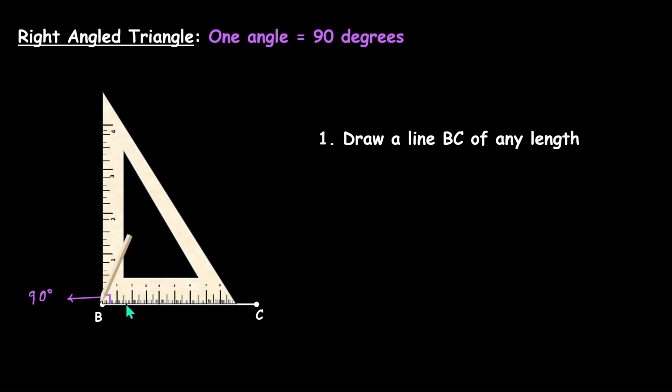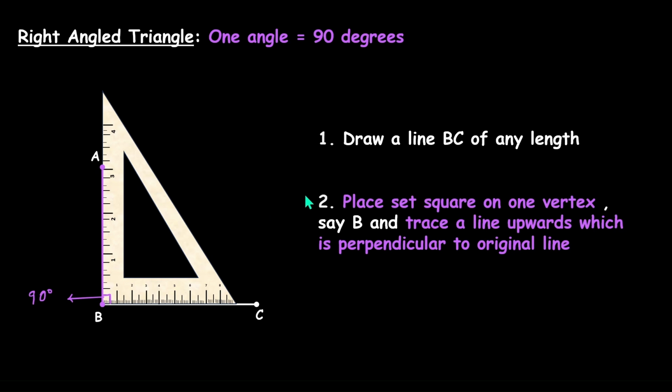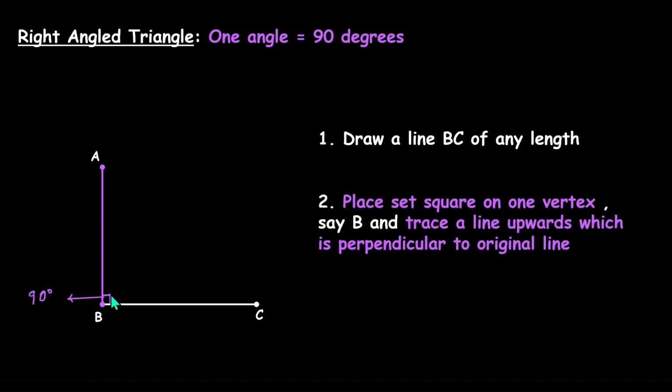And let's get out a pencil and let's start the tracing. No shoddy work here. So we got a line upwards, and now let's write the step. Let's take this vertex as A. So we have A vertex here, and let's write down the step: placing set square on one vertex, say B, and trace a line upwards which is perpendicular to the original line, right? And let's take our set square out to see it. So as you can see, this constructed line is exactly perpendicular to our original line, and this is our perpendicular.